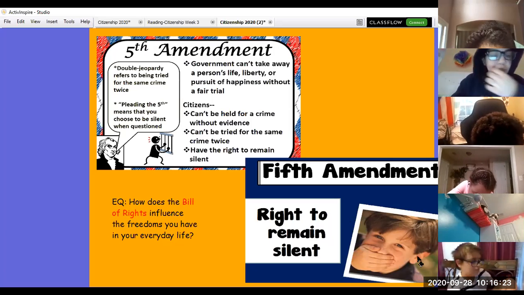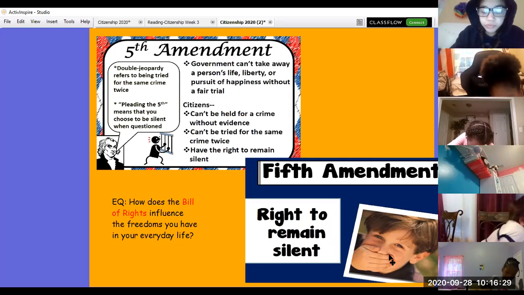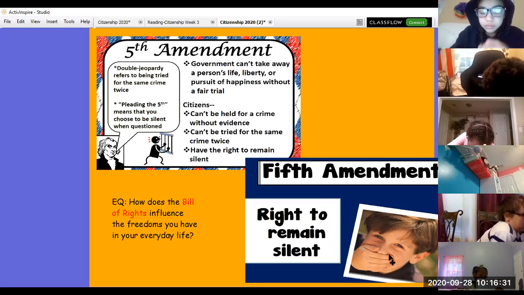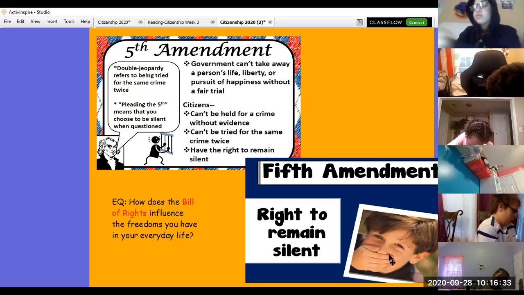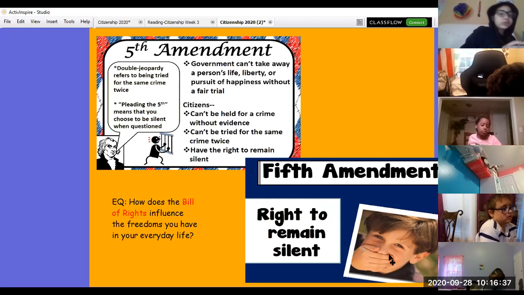Okay, and the hand gesture is covering your mouth. You have the right to remain silent until you go to trial, and then all the evidence will be presented, and then they will decide if you're guilty or not guilty. And I love this. I almost forgot to say this.